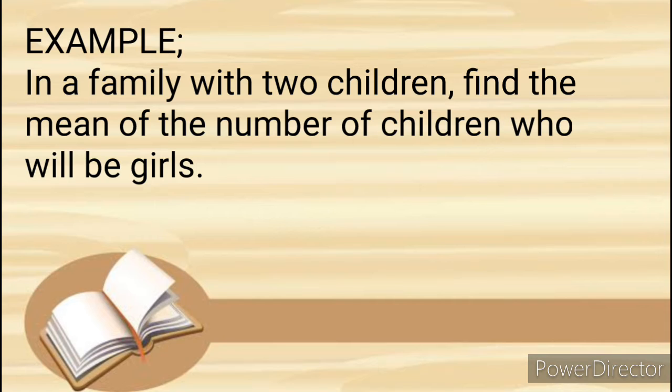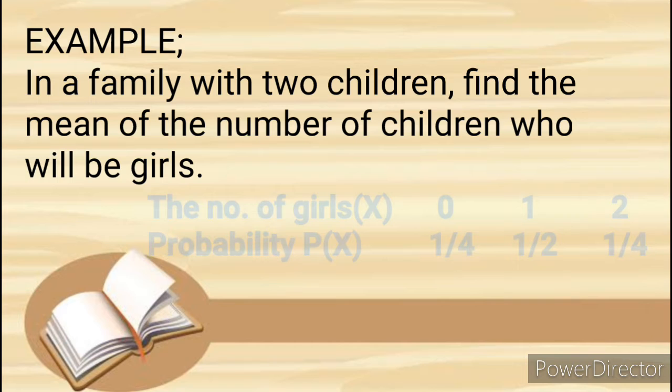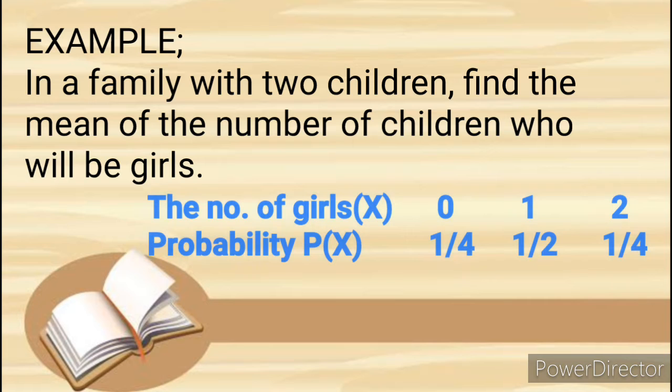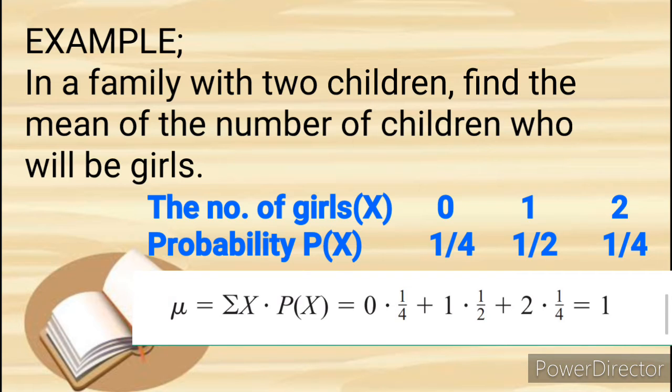Example: in a family with 2 children, find the mean of the number of children who will be girls. Solution. The probability of having no girls is 1/4, the probability of 1 girl is 1/2, and the probability of 2 girls is 1/4. Then, using the formula, mean is equal to the summation of outcome times probability of outcome, which is 0 times 1/4, plus 1 times 1/2, plus 2 times 1/4, which is equal to 1. Therefore, the average number of girls in the family is 1.